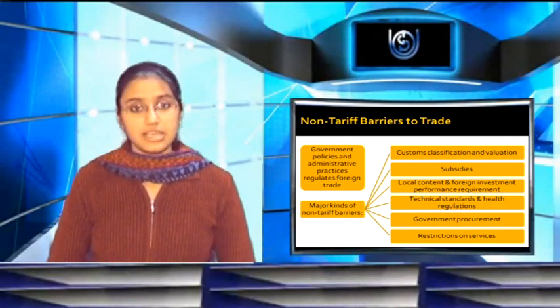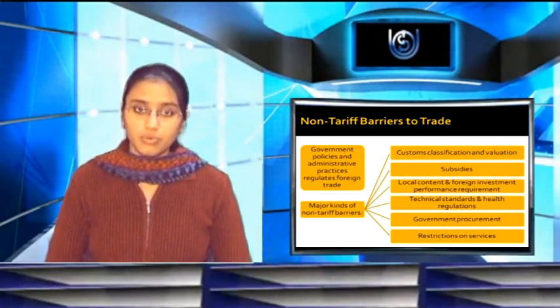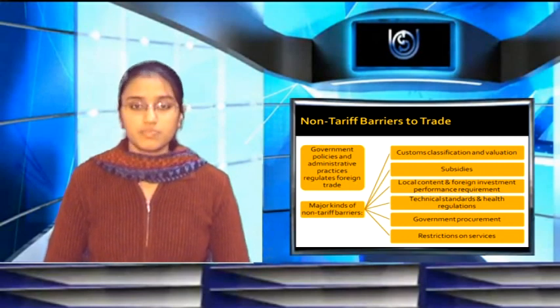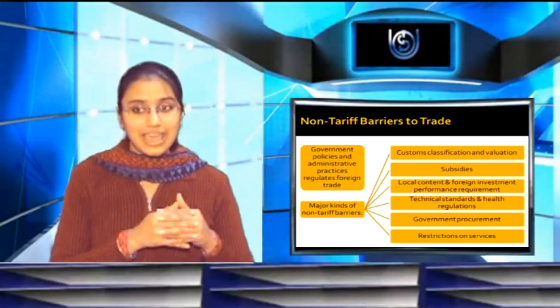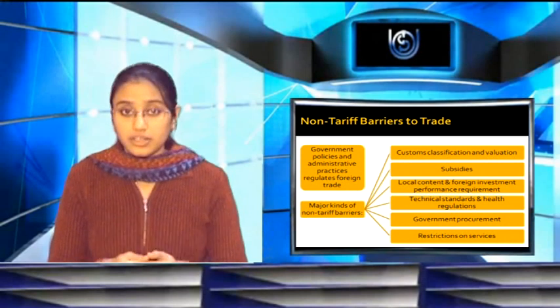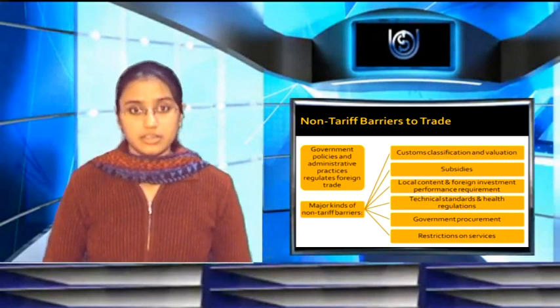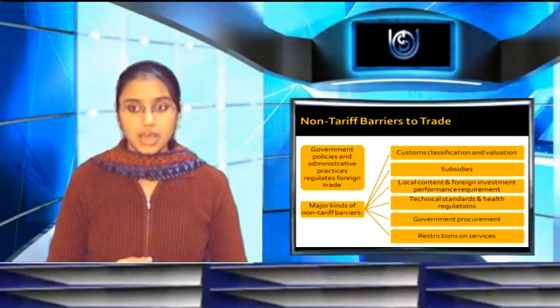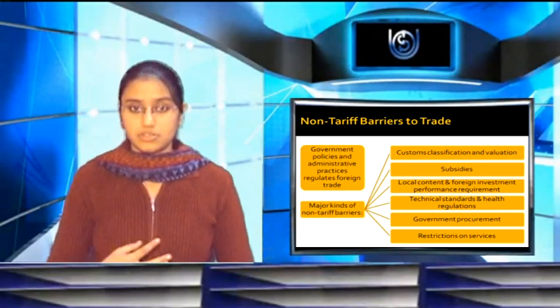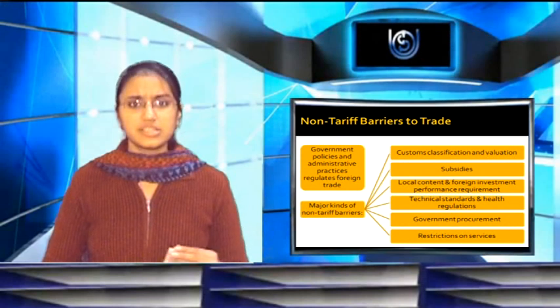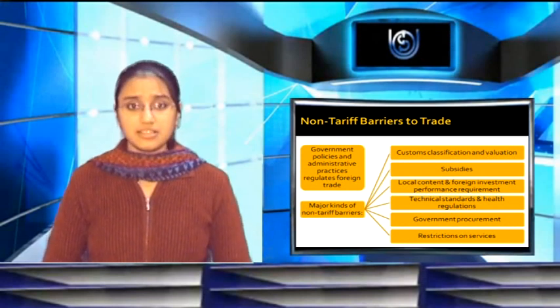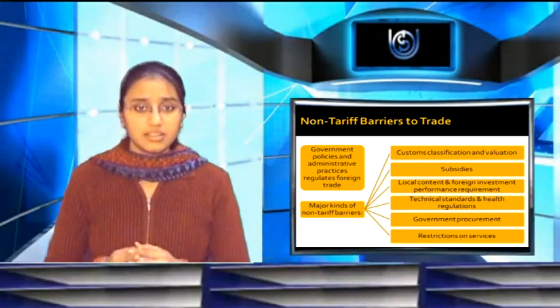Then the fourth barrier is technical standards and health regulations. This barrier is basically used on health and technical products. There are certain barriers which are kept in mind for health purposes, for safety purposes, for technical measurement. All these barriers are counted in this.